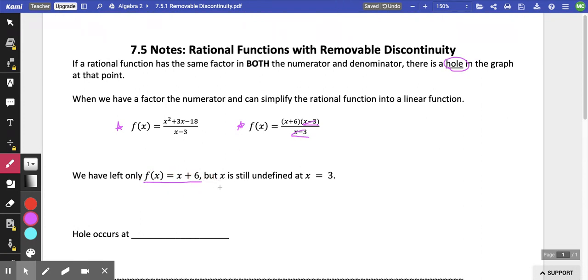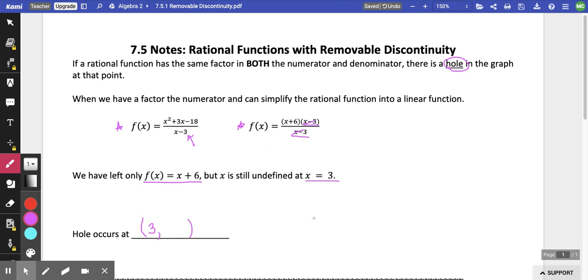However, this function is still undefined at x equals 3 because an x value of 3 would still make the denominator of the original function that was given equal 0, which is not allowed. So that means there's going to be a hole in this graph when x is equal to 3. So I'm going to start by writing down the x value there.